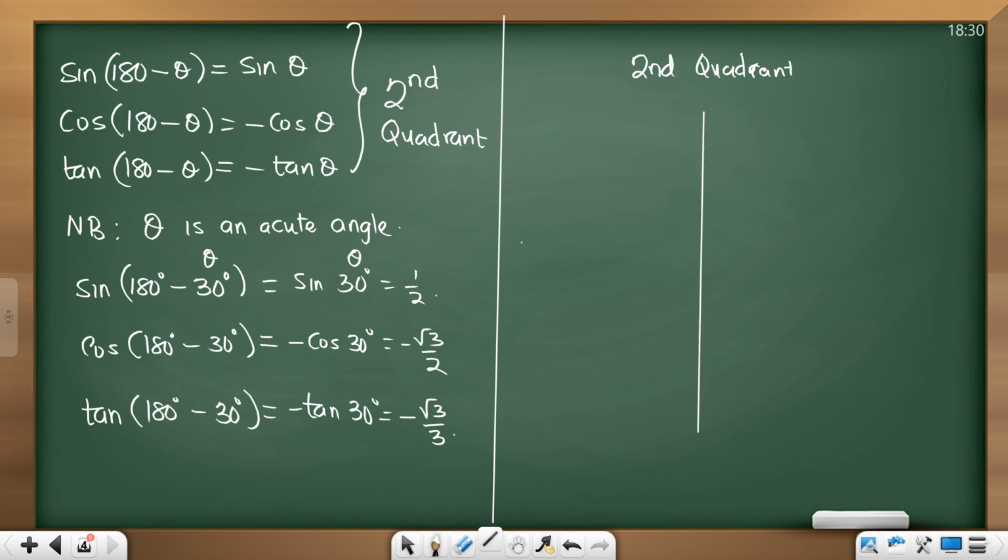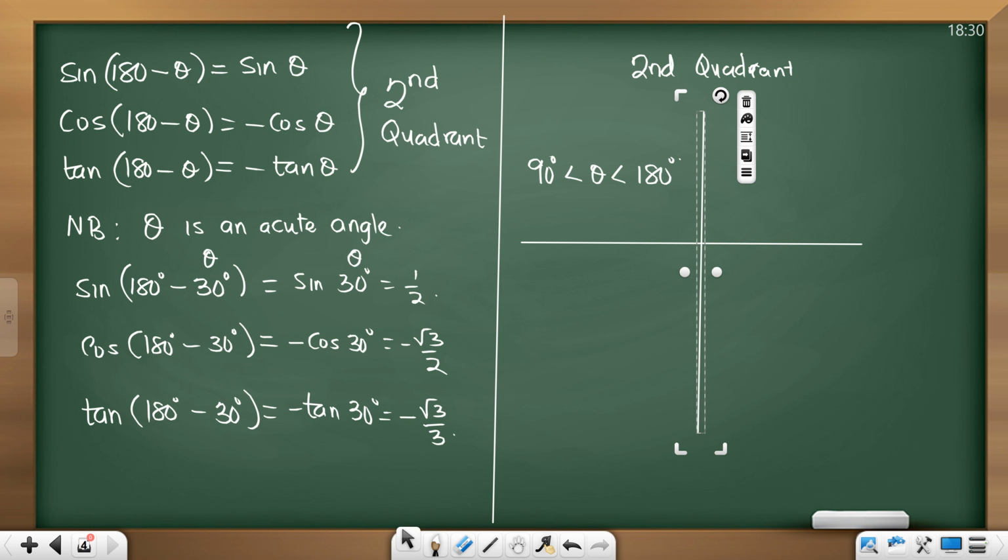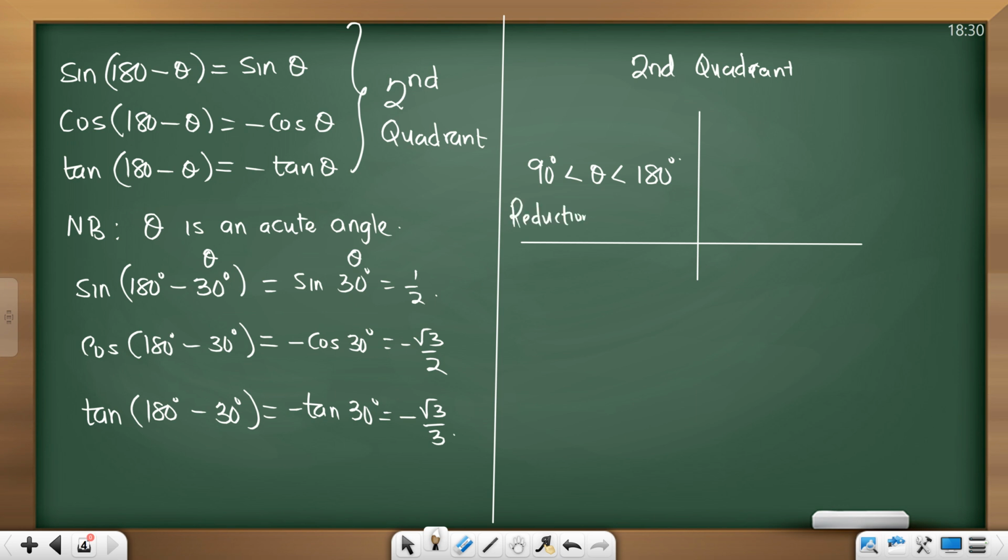In the second quadrant, what angles am I dealing with? Angles that are greater than 90 but smaller than 180. And don't forget, my reduction formula here in the second quadrant is 180 minus theta.